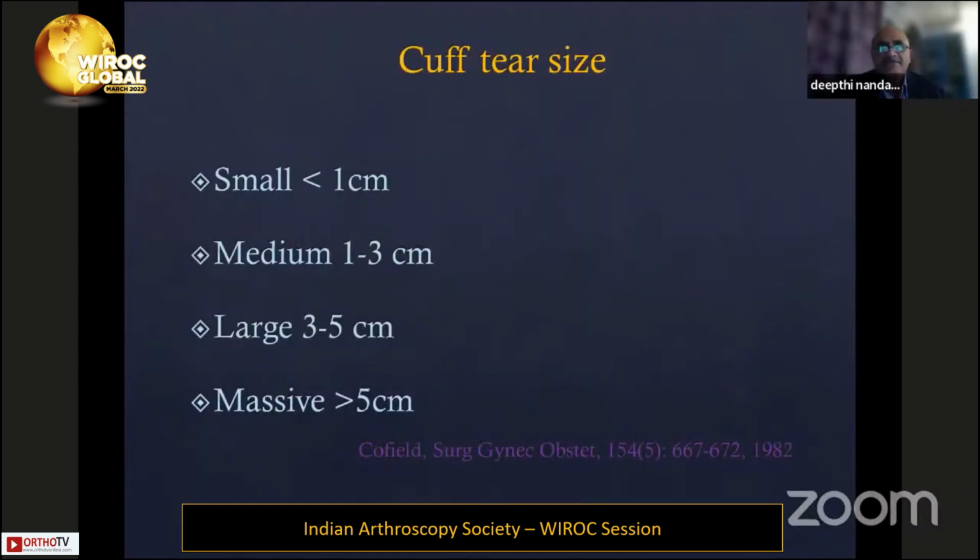Cuff tear sizes, based on the size of the tear: less than 1 centimeter is a small tear, 1 to 3 centimeters is a medium-sized tear, and more than 3 centimeters is known to be a large tear. And Cofield also said that if there are more than 2 tendons involved, it's a large or a massive tear.